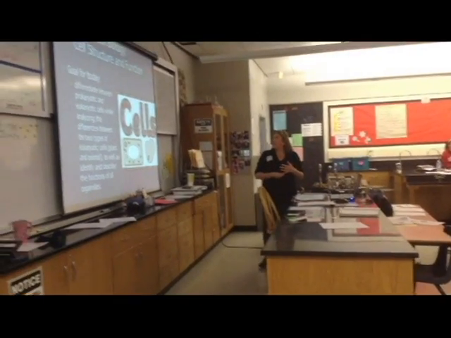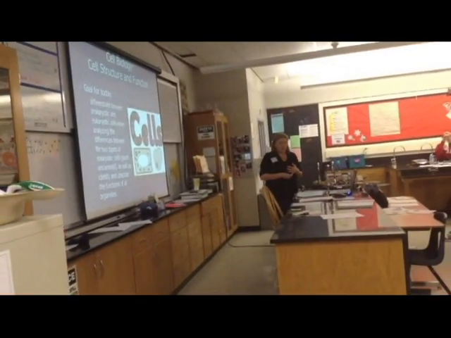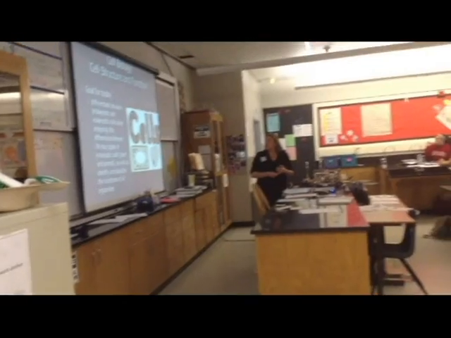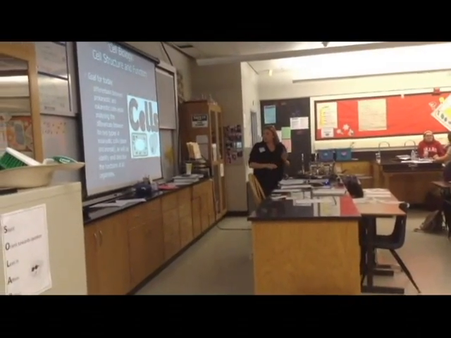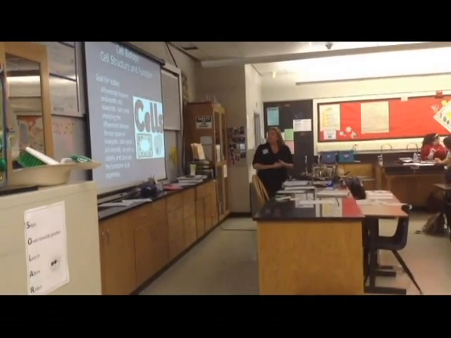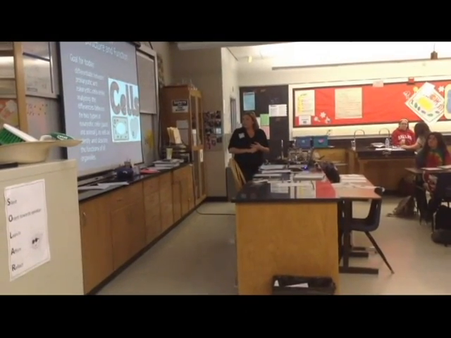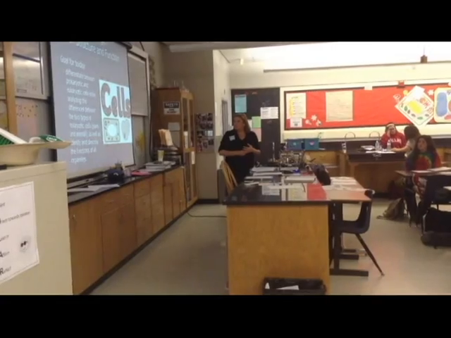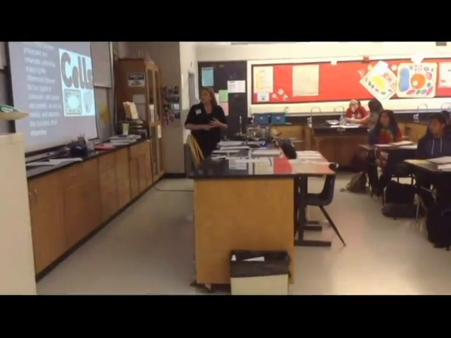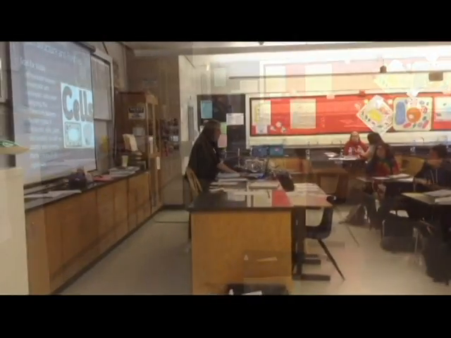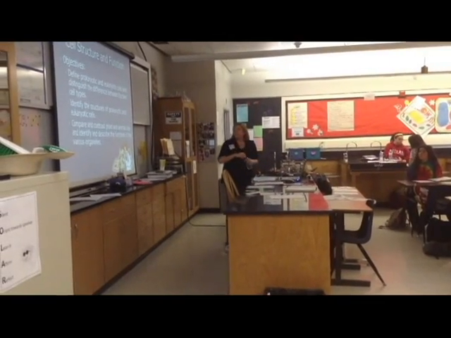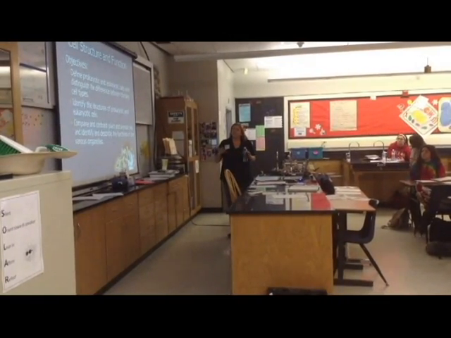So our goal for today, we're going to differentiate between prokaryotic and eukaryotic cells. We're going to be analyzing the differences between the two cell types. The two types of eukaryotic cells we're going to look at today are the plant and animal cells. We're also going to identify and describe the functions of all the organelles. So basically we're just restating our goals.